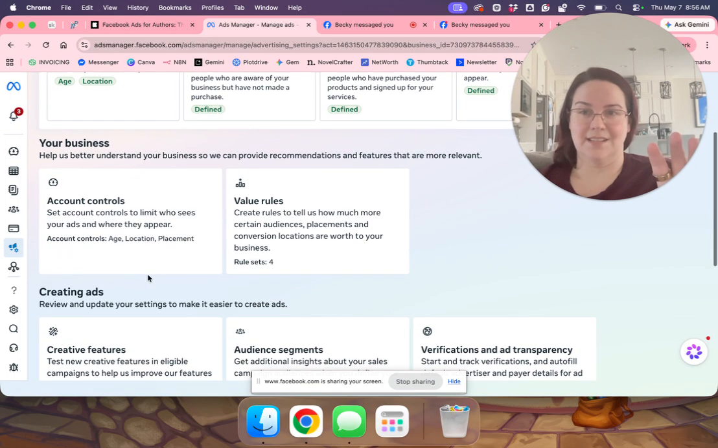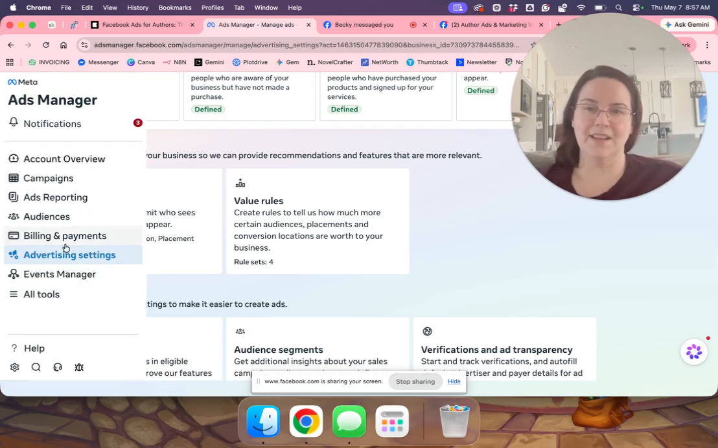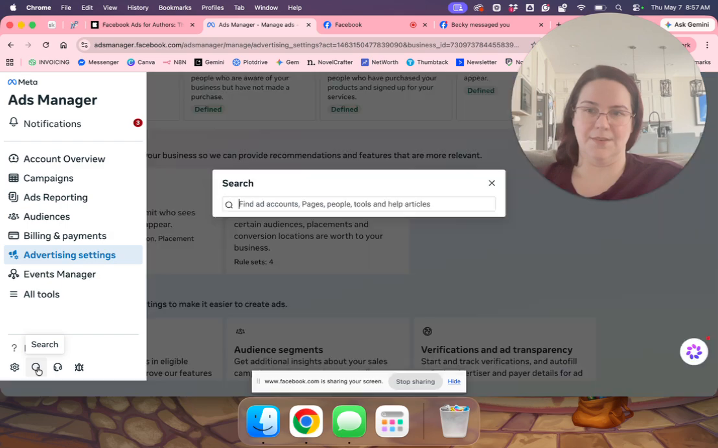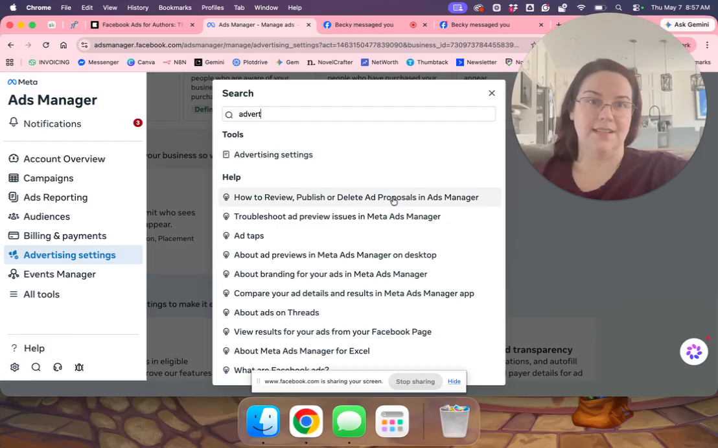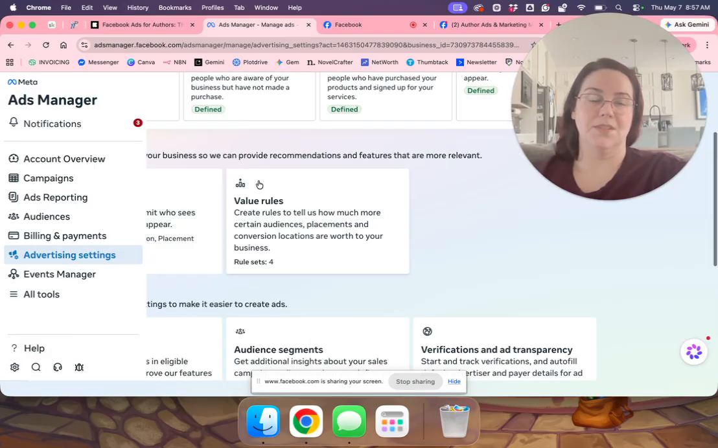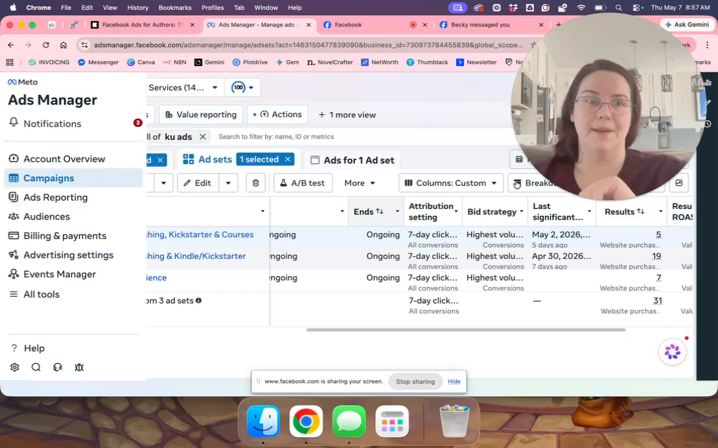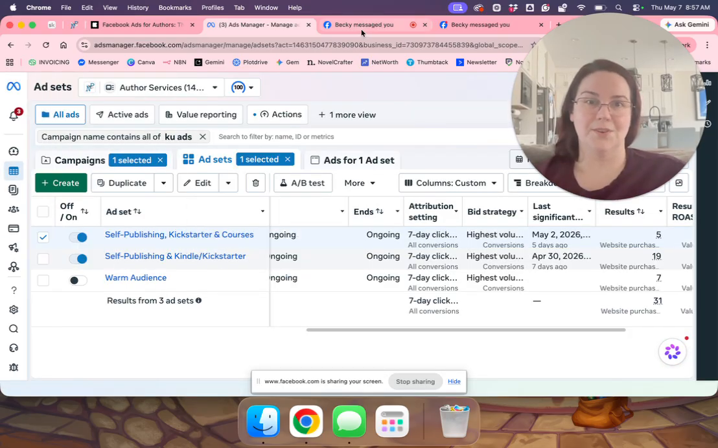So advertising settings. If it's not in the shortcuts for you like it is for me, you can just click search and type it in. But advertising settings is where you want to go to set all those value rules, and I showed you where to add them on the campaign level. And there's one more thing I want to show you.